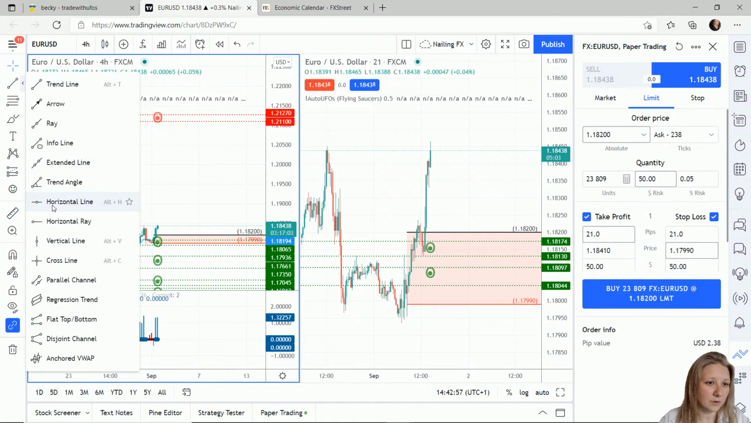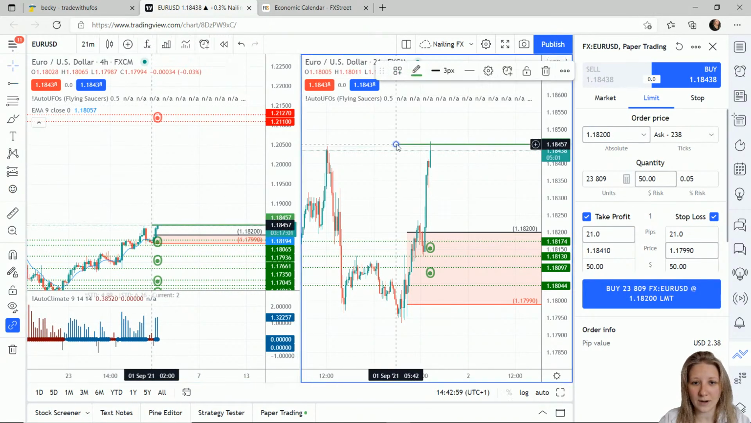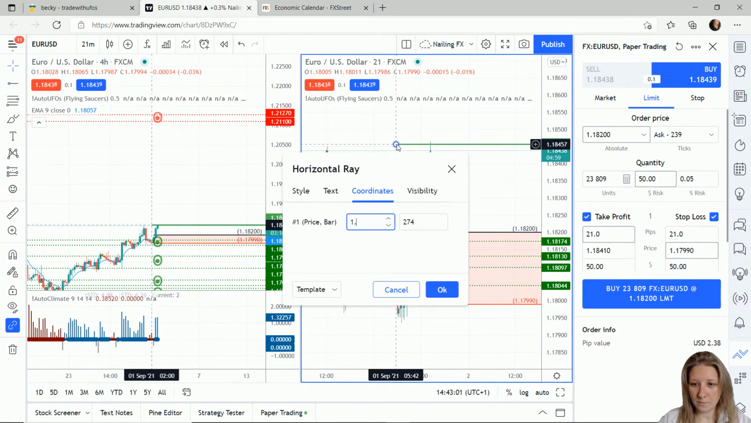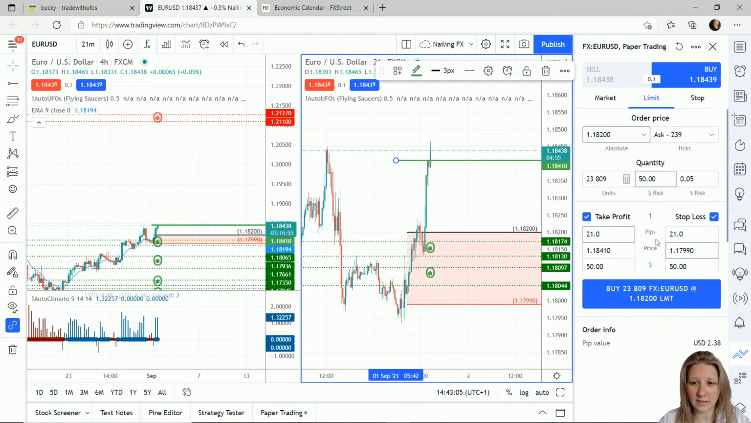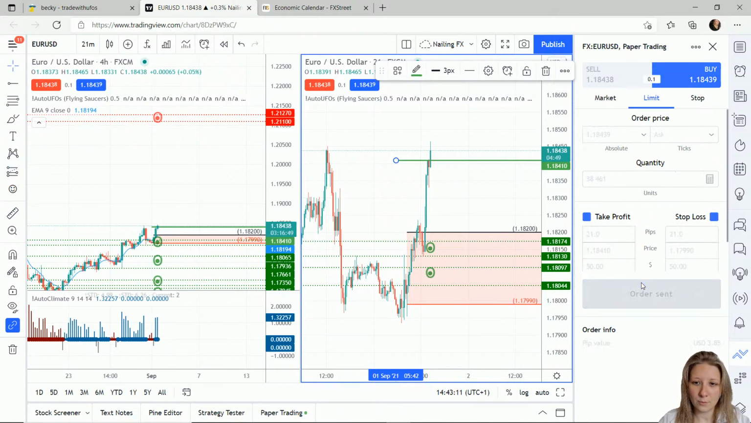I'm going to draw it on the chart so it's easy for us to keep track of. And 1.1841, lovely. That's our safety target. So I'm just going to check that the entry and stop and target all line up, and I'm risking $50. And then we'll put that trade in.